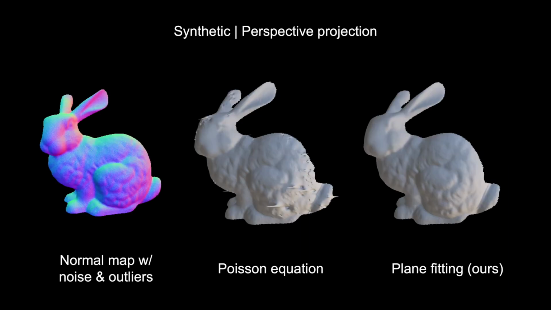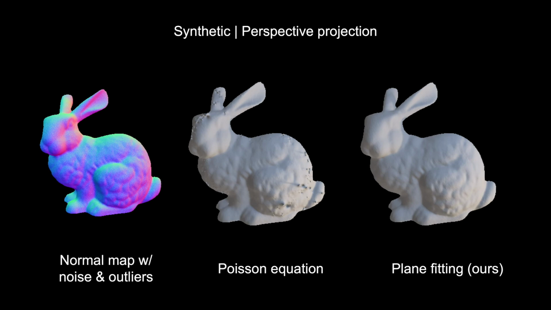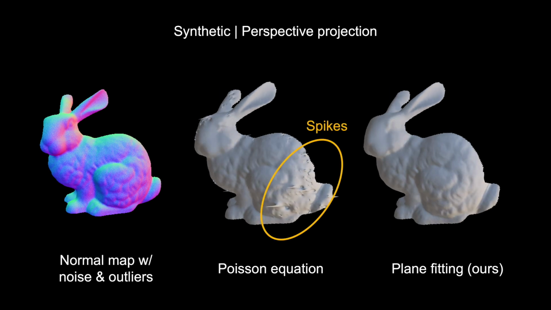In this experiment, we render a normal map for the Stanford bunny under perspective projection, then add noise and outliers to the normal map. We can see that under perspective projection, Poisson equation is likely to generate spikes when outliers exist, whereas there are no obvious artifacts in the estimated surface using plane fitting.